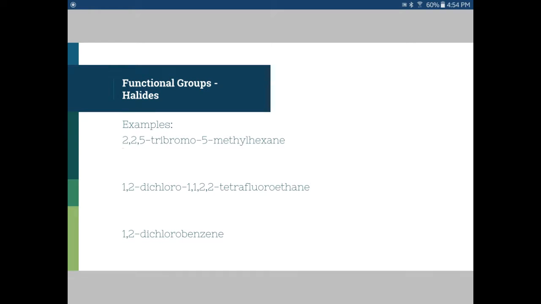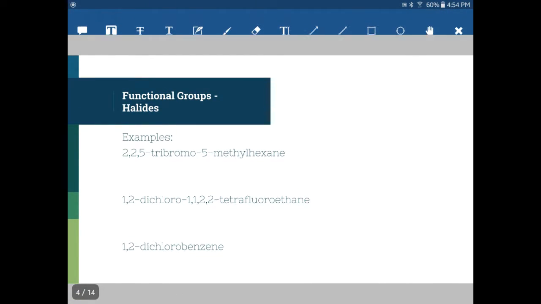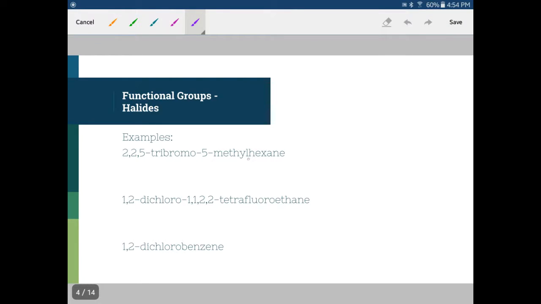Our first example is 2,2,5-tribromo-5-methylhexane. The principle remains the same. We find our parent chain, which is this hexane. We know that we have one methyl group, and it's coming off the 5-carbon. We also have three bromo groups coming off the 2, 2, and 5 carbons of our hexane molecule. So I'm going to start by drawing out hexane.